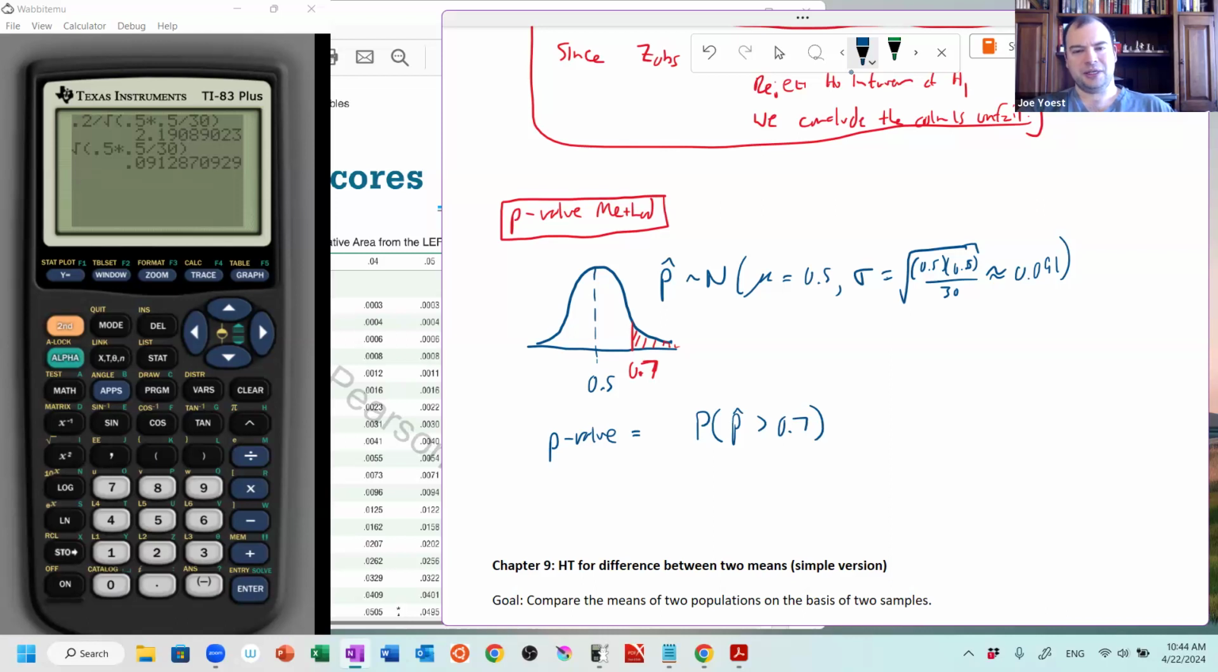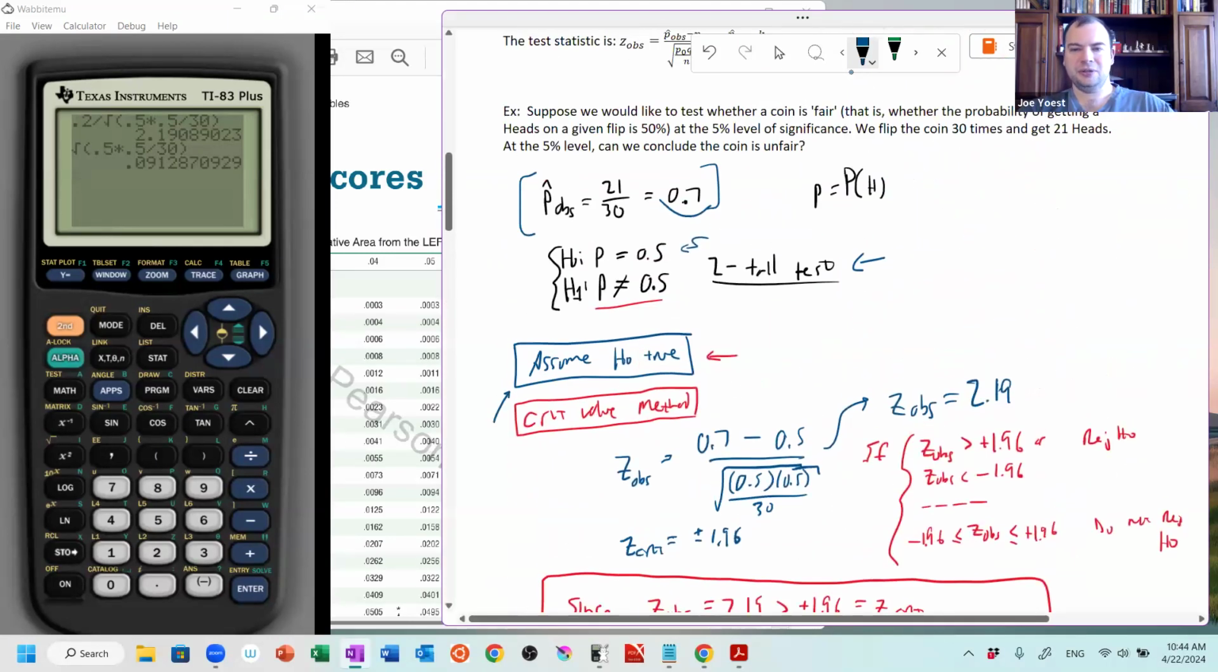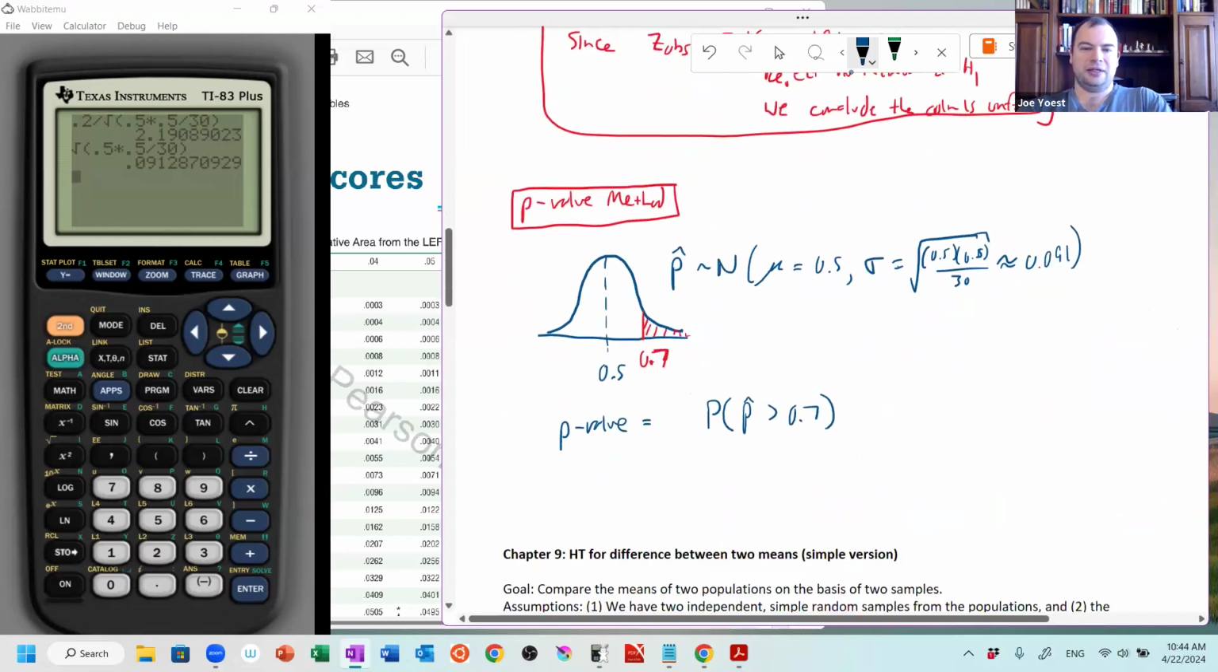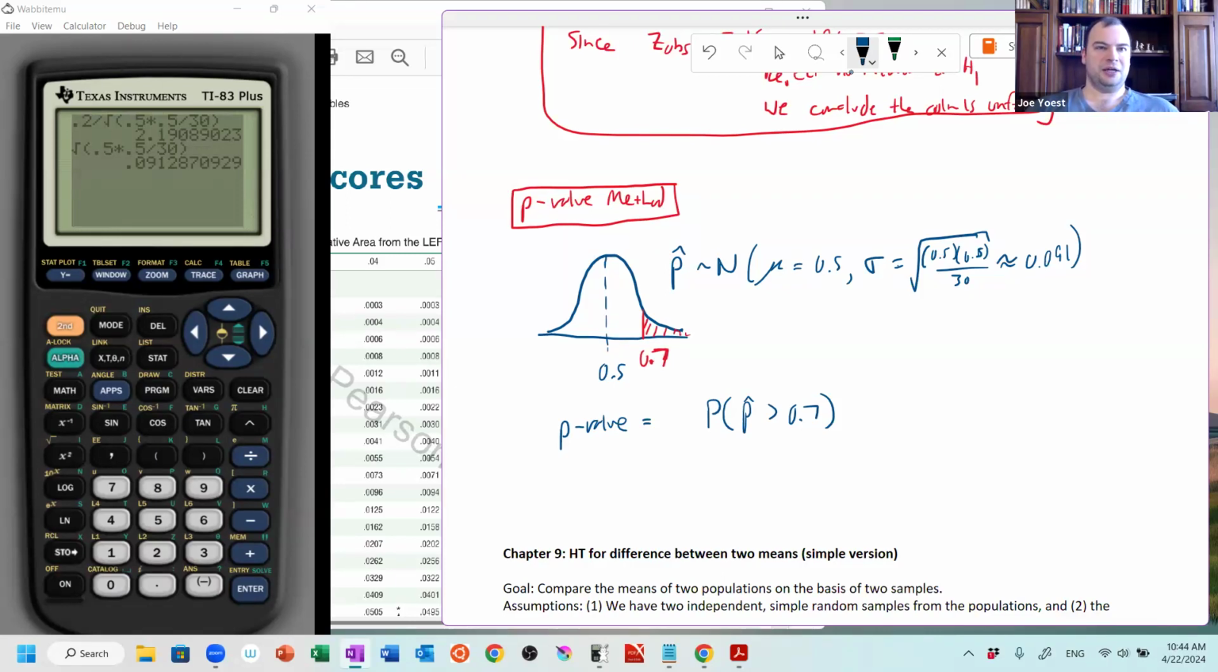But we want to make sure to take into account the fact that this is actually a two-tail test. Had we gotten a sample that was just as extreme on the other side, so instead of 21 heads, about 6 more heads than we'd expect, if we had gotten 6 fewer heads than we'd expect, say if we had only gotten 9 heads or 8 heads on 30 flips, that would be equally strong evidence that the coin is unfair. So I really need to double this because it's a two-tail test.